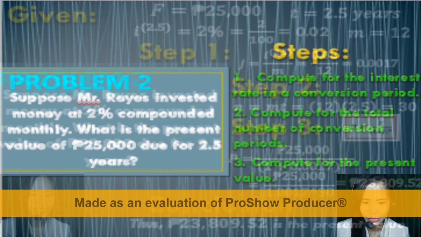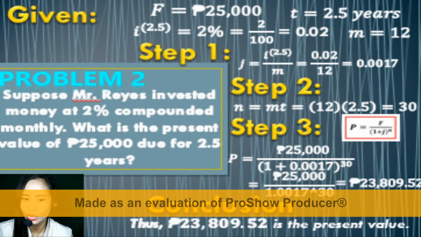So let's start. Let's now follow step 1, that is to solve for the interest rate per conversion period. We have i, the nominal rate, 0.02, divided by m. So 0.02 divided by 12 is 0.0017. Step 2, we will solve for n. n is just simply m times t. That is, we have m is 12 times the time is 2.5. So that is just 30.